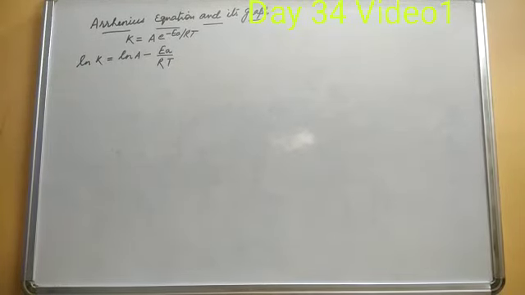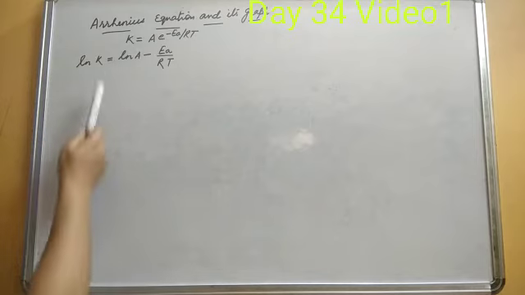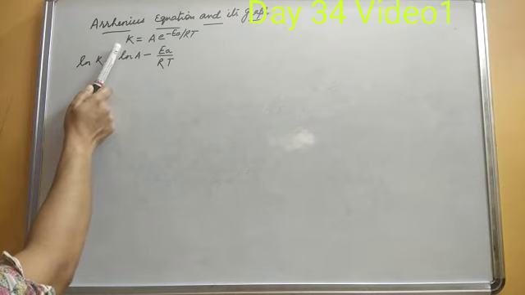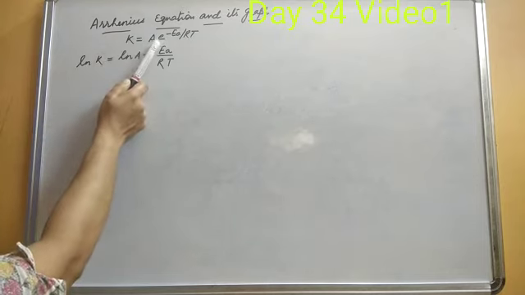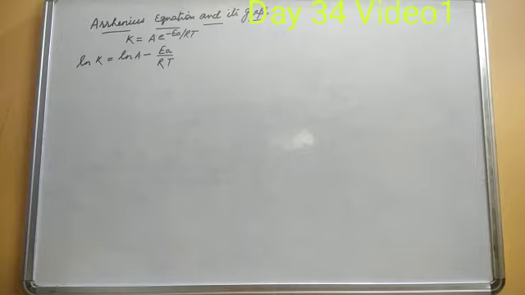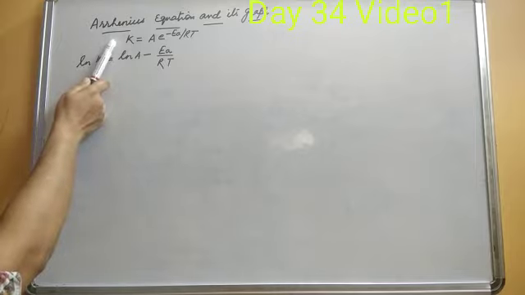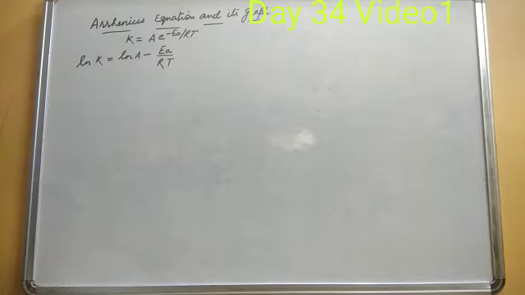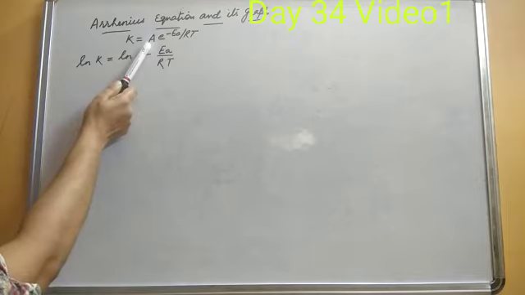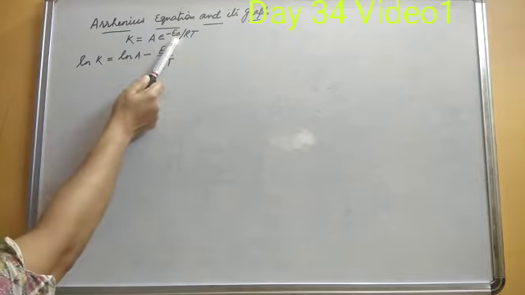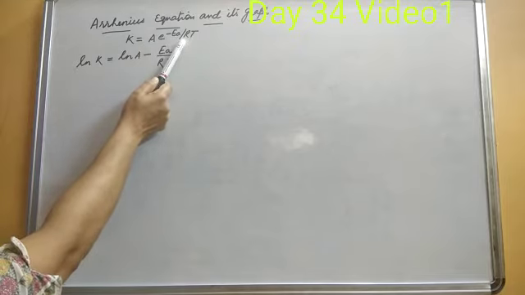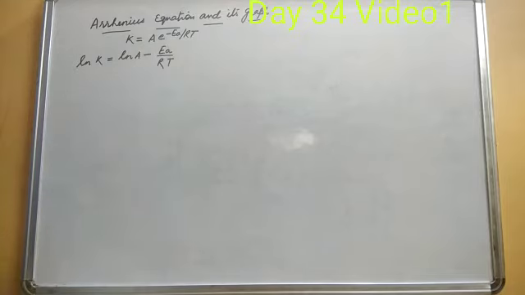In the last video, we did the Arrhenius equation. The Arrhenius equation was k equal to A e to the power minus Ea over RT, where k is the rate constant, A is the Arrhenius factor, or frequency factor, or pre-exponential factor, Ea is the activation energy, R is the universal gas constant, and T is the temperature.